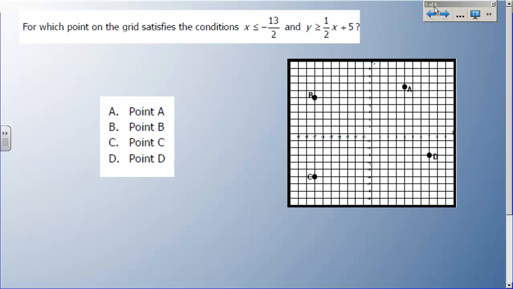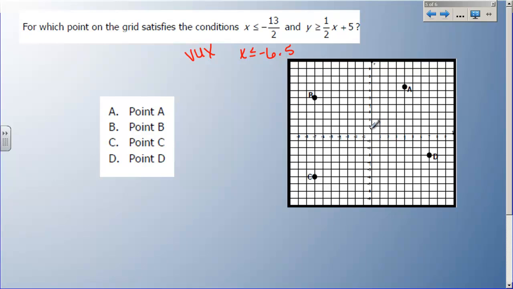Y'all saw questions like this when you were in the 8th grade, although they didn't include lines. What they included was just a point, but we're still going to do the same thing. So here's what we have. I have x is less than or equal to negative 13 over 2. The first thing I'm going to do is get a decimal for 13 over 2. If I do 13 divided by 2, that is the same thing as 6.5. So this is telling me that x is less than or equal to negative 6.5. Because this is just an x, that means this is going to be a vertical line at negative 6.5.